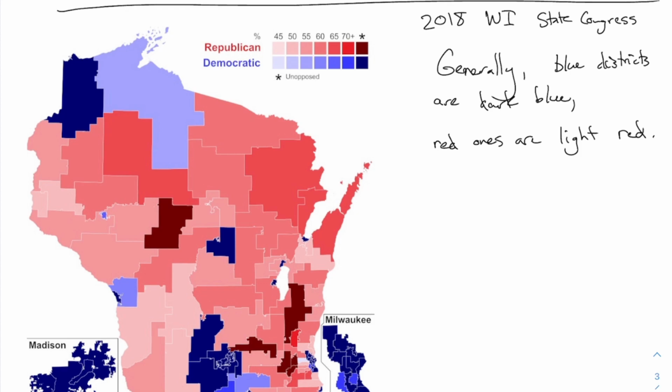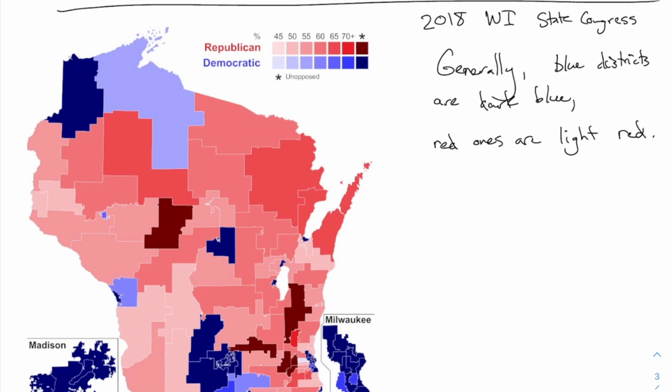What that suggests is that the Democrats have been packed into those blue districts, and then the remaining Democrats have been spread out among the red districts. That's why there are not a lot of dark reds. There are a lot of dark blues. At least that's what it seems to be.